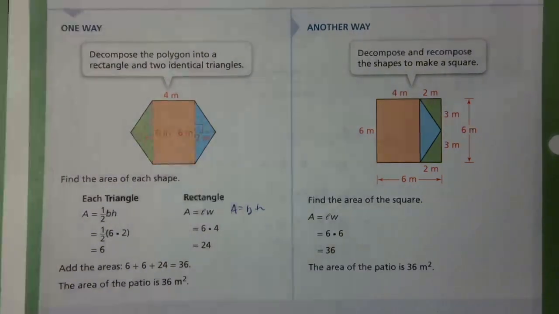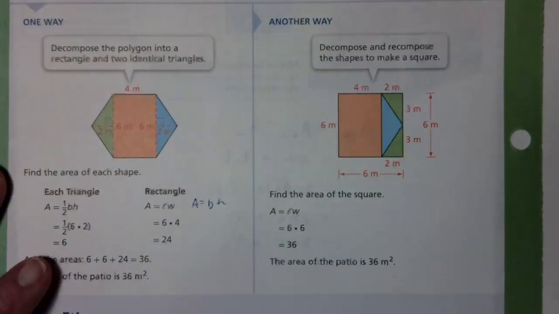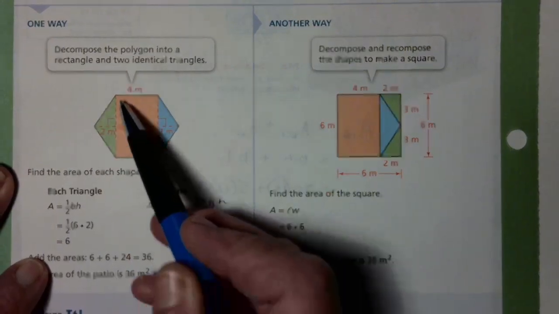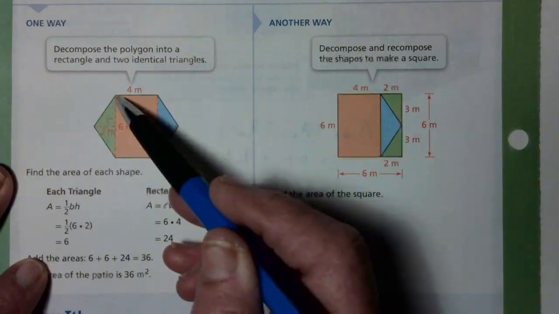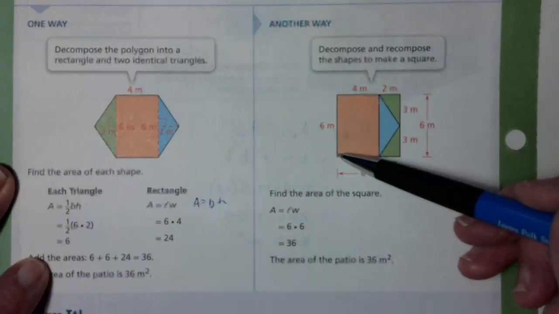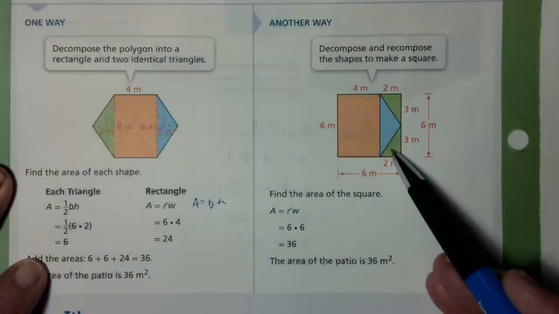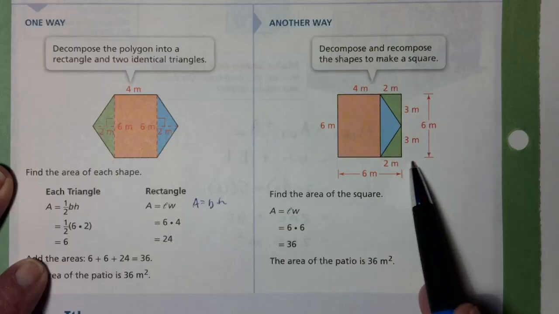Now, let's see another way over here to do this. We're going to decompose and recompose. So she took these 2 pieces off right here and cut them apart. And she fit one of them. That made this be a straight side, which is here. She took one of these triangles and put it here, and the other one and put it here. See the 2 greens?